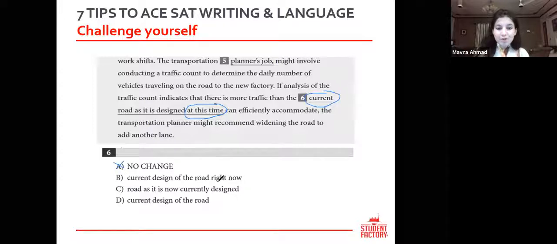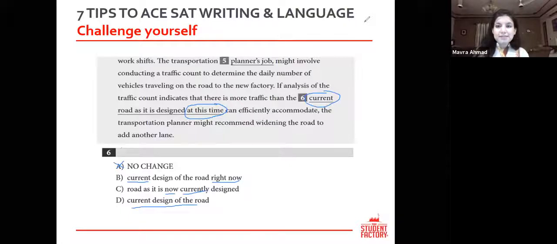B, current design of the road right now. Once again, redundancy, overwordness. We don't need to add current and we don't need to add right now because both of them have the same meaning. So it's overworded. Then we have C, road as it is now currently designed. Once again, the word now and currently. इन दोनों का एक ही meaning है. They both imply the same meaning. D, current design of the road. This is the phrase that makes sense. So this is going to be the right answer for the question.